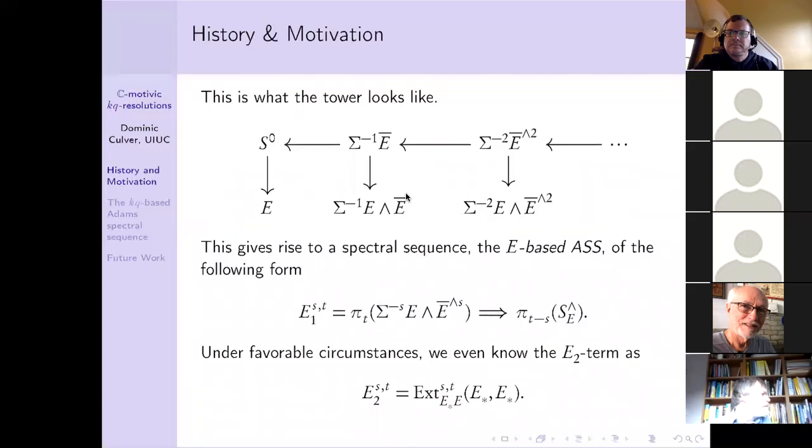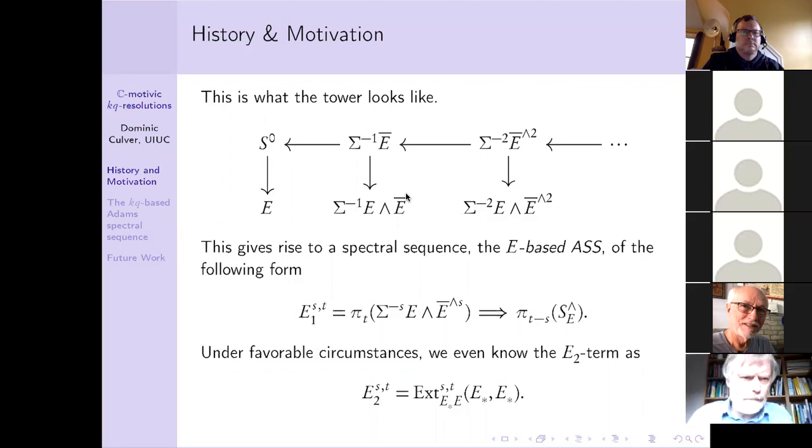Under favorable circumstances, you get a very nice homological description of the E2 term. That condition, I'm sure a lot of you are familiar with it. It's that E star E is flat as an E star module. So you need the co-operations to be flat.